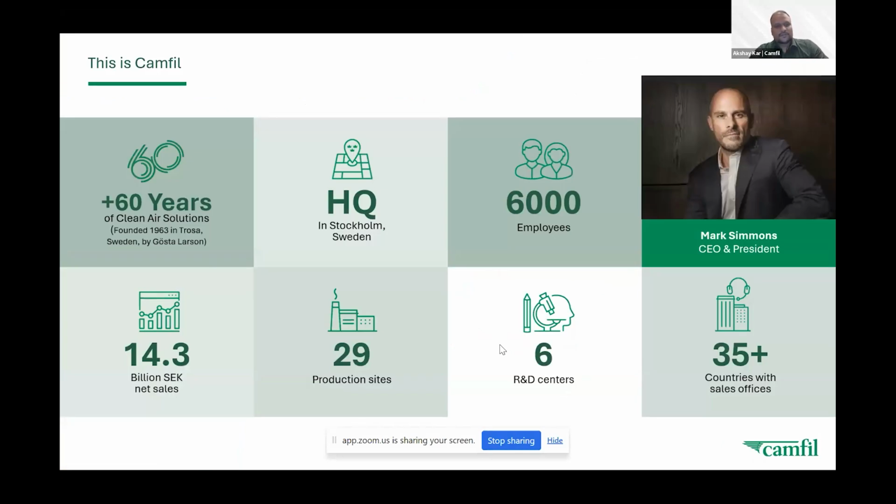We are a 60-plus-year-old company, founded in Trosa, Sweden in 1963. Our headquarters is in Stockholm, Sweden. We have more than 6,000 employees. Our current group CEO and president is Mr. Mark Siemens. And we have 29 production sites, 6 R&D centers, and sales offices in 35-plus countries.